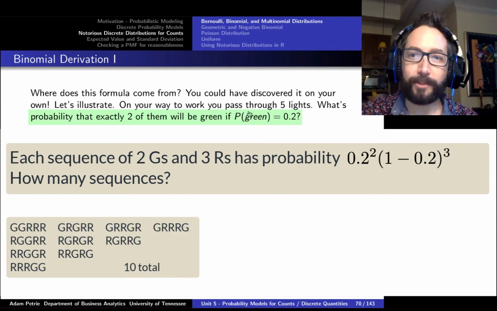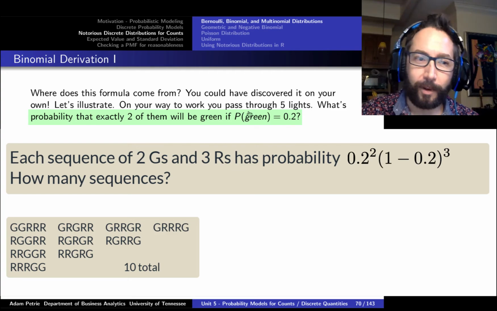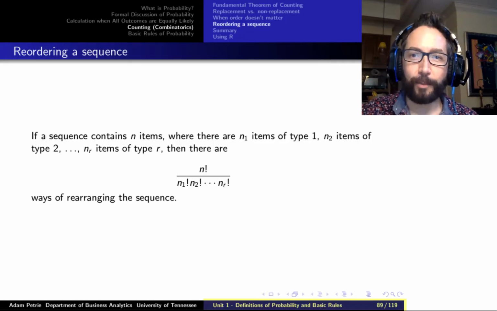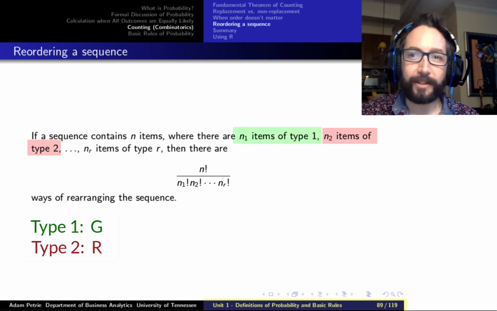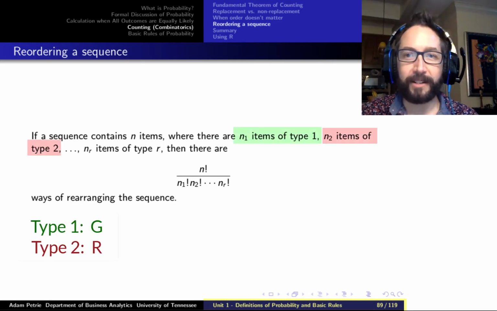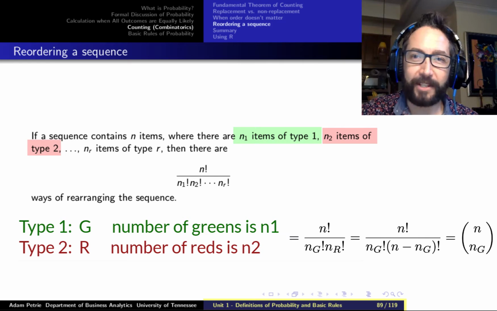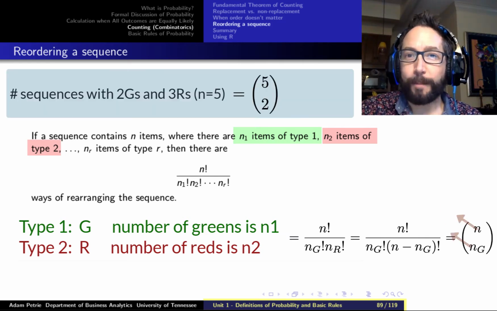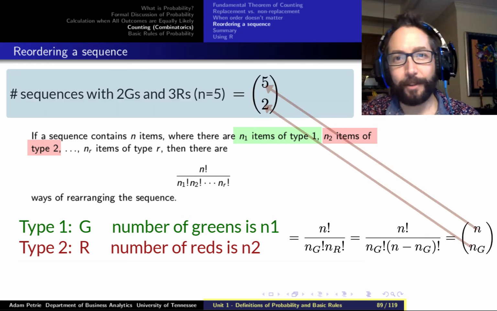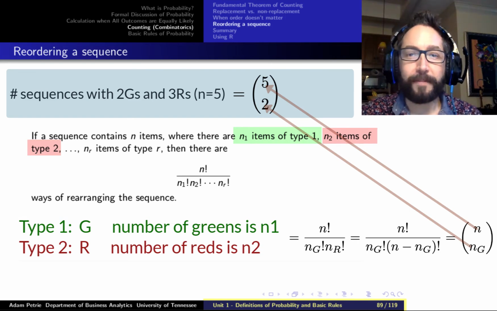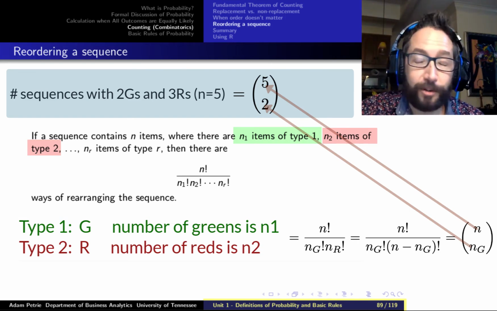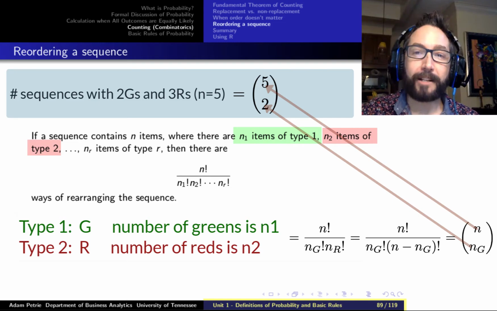How many possible sequences are there? Well, if we dust off our notes back when we talked about how we count, we talked about exactly this sort of question. If we had a sequence of 2 different types of objects, reds and greens in this case, the number of possible sequences is related to that choose function. If we have a sequence of length 5, and we're mixing together 2 greens and 3 reds, there's going to be a total of 5 choose 2, or 5 choose 3, they work out to be the same number, possible sequences here.